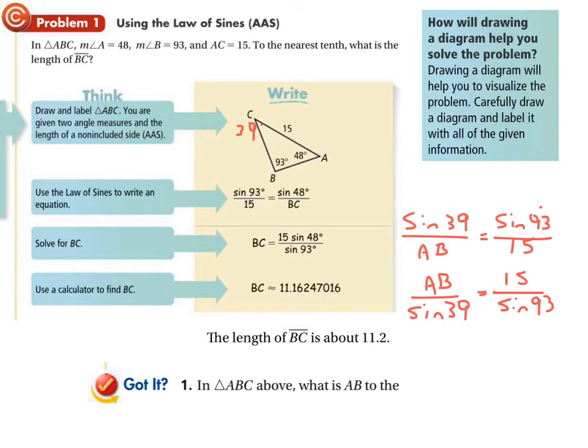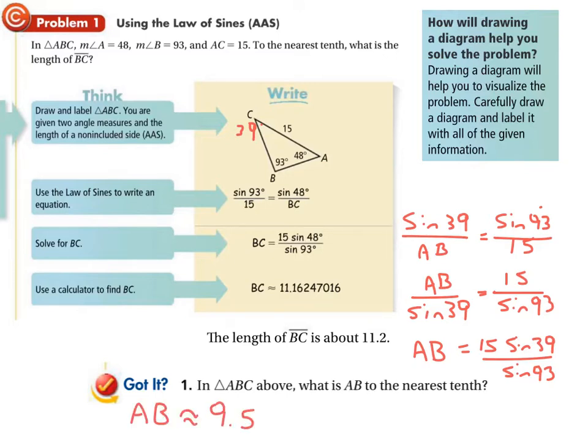Now I've got AB on top, and it's being divided by sine of 39, so I need to multiply by sine of 39, and I've got 15 times sine of 39 over sine of 93. If we calculate that out, 15 times sine of 39, all divided by the sine of 93, and round it to the nearest tenth, what we get is that AB is approximately equal to 9.5. That's how we do it.